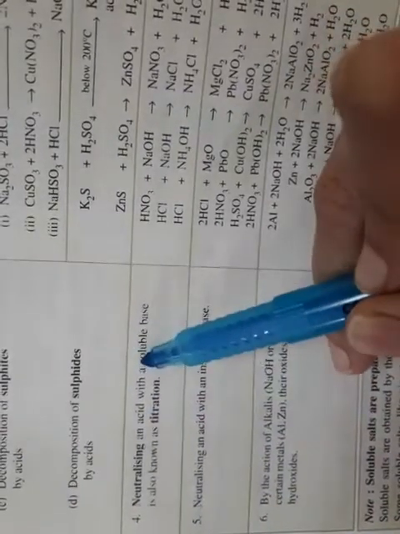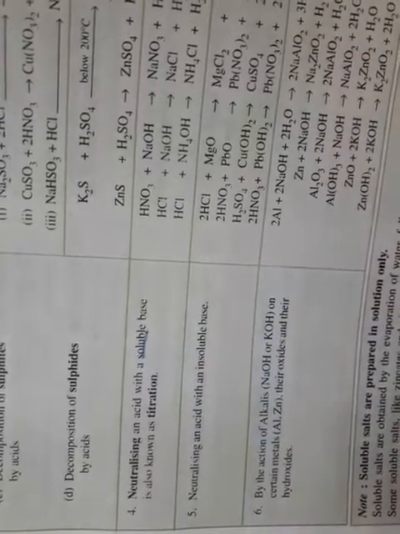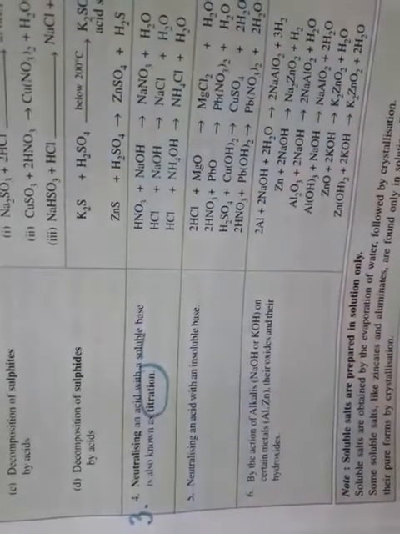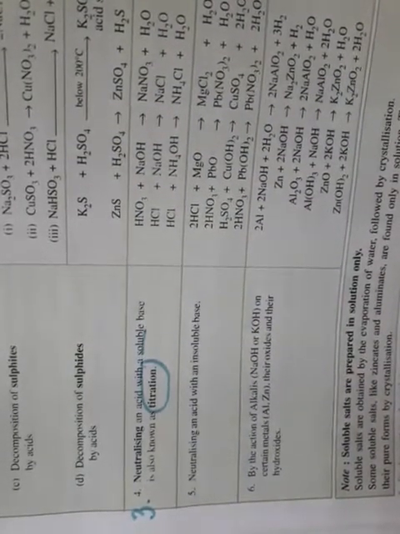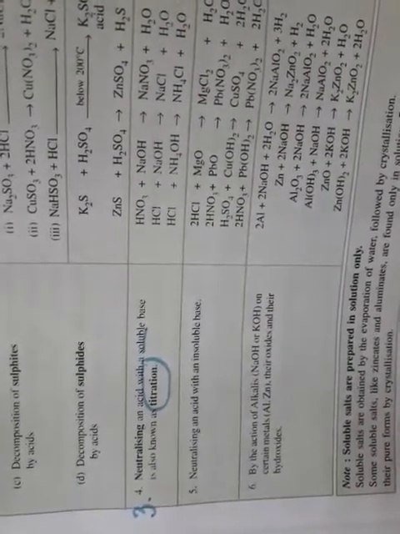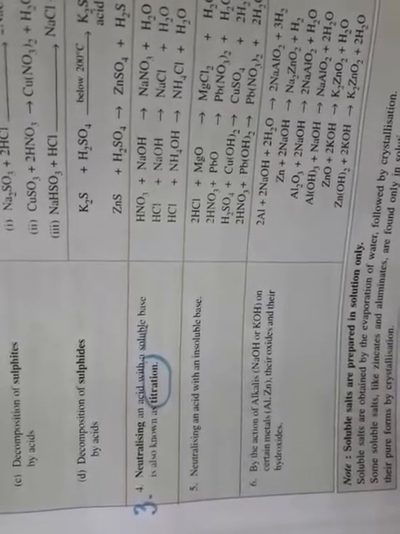Neutralizing an acid with a soluble base is known as titration. So this you will mark as titration and this will be your method number 3. Reaction of an acid with a soluble base. We will recollect the soluble bases: NaOH, KOH, NH4OH and Ca(OH)2, but that is partially soluble.